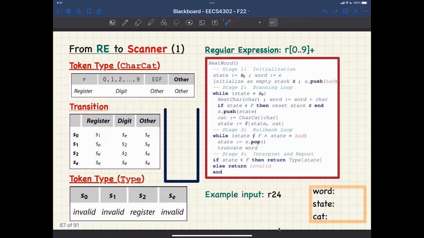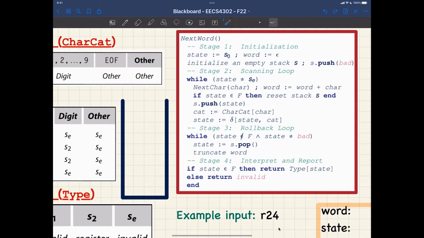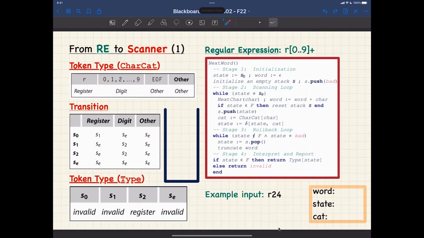Let's trace it. We'll just use a stack. I'll try to do it as quickly but clearly as possible, and then we can move on to parsing. First of all, the initial state will be S0. I'm going to put it here, S0. The word we have processed so far will just be empty, epsilon. And then we have an empty stack, which is over here.